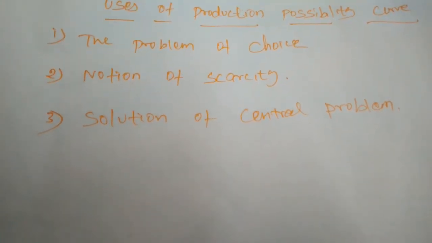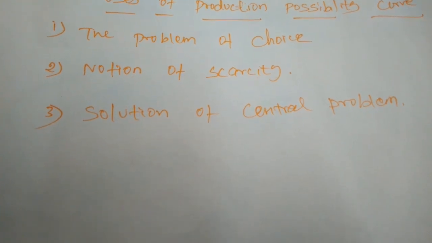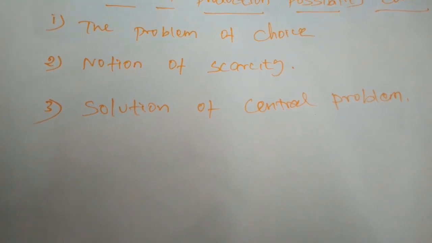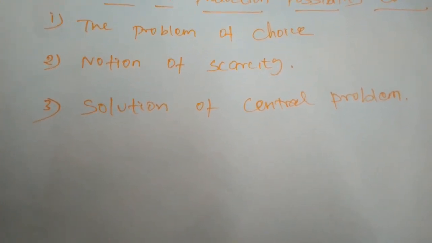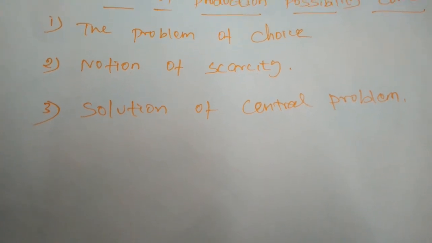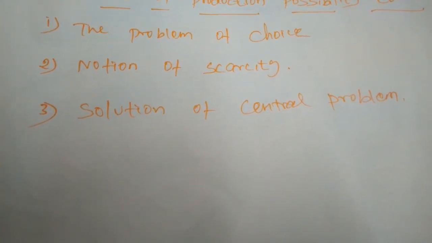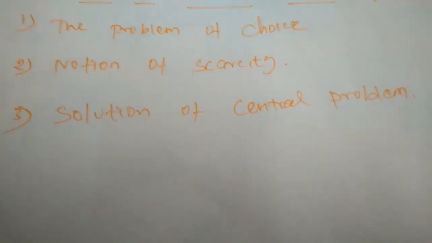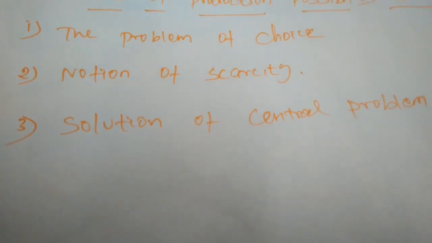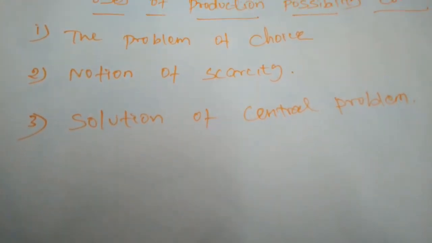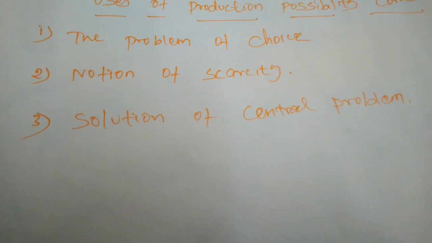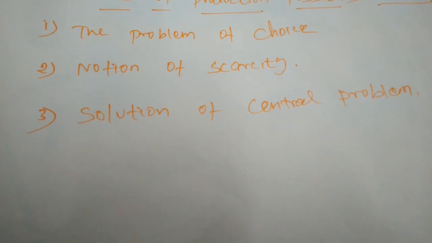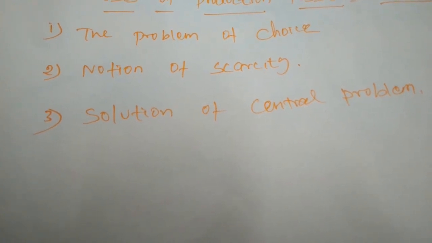Okay, but the nations must be provided all the commodities, all their wants throughout the society. The production possibility curve is the locus of combinations of the goods, the problem of choice. By using this production possibility curve, we can easily select the size of the produced commodity. Next, notion of scarcity. Notion of scarcity means the concept. So we can explain the concept of scarcity with the help of the production possibility curve.